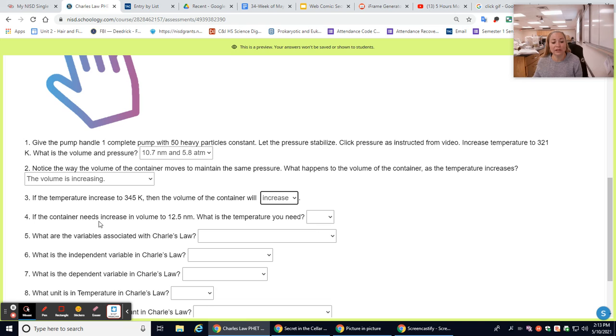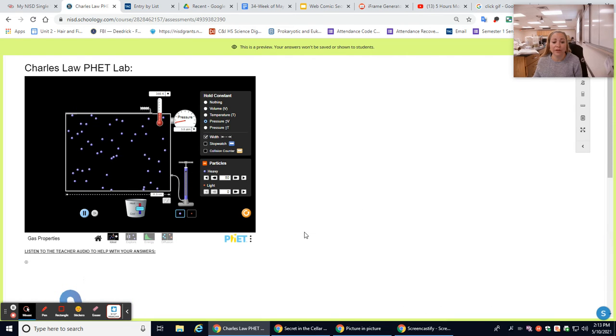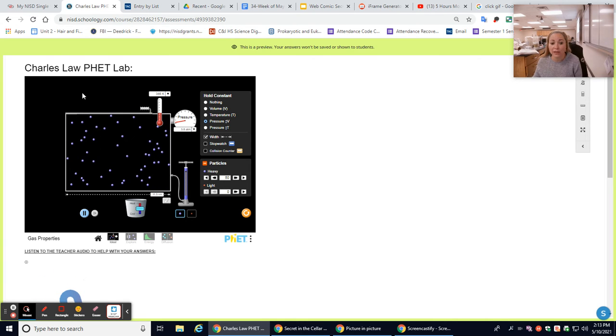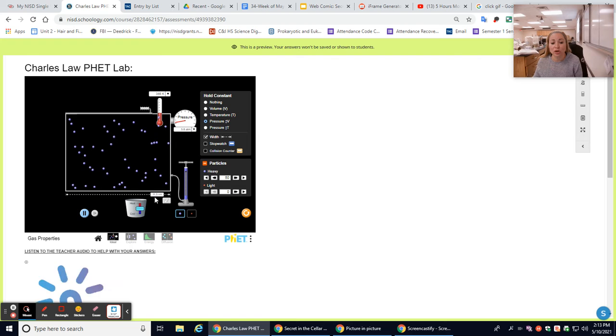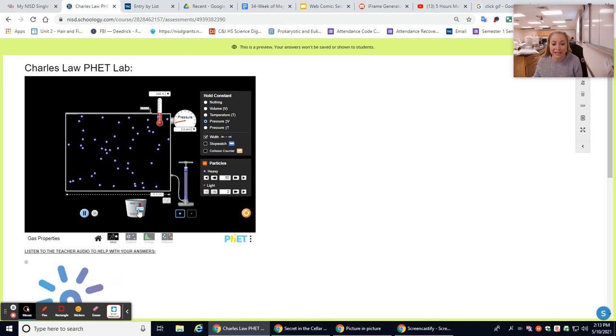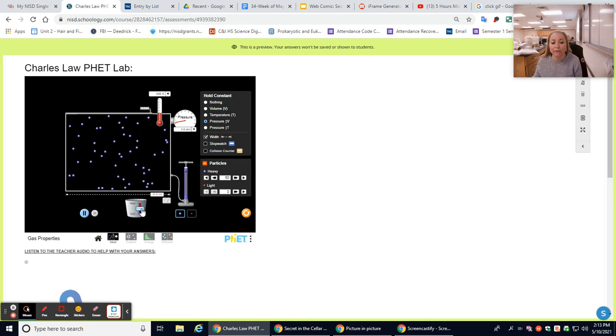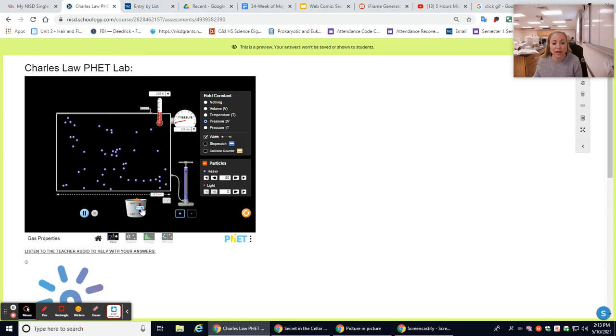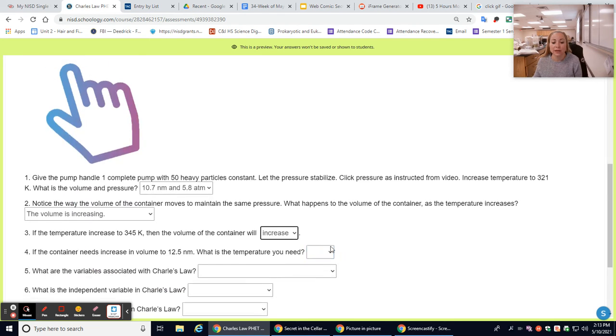If the container needs to increase in volume to 12.5 nanometers, what is the temperature you need? Now, you want 12.5. So right now it's at 11.5. As you guys can see, we cannot move the box, and we can't move this handle because we'll let all the molecules out. So we want to increase the volume, and obviously to increase the volume, we want to increase the temperature. So we're going to add heat to it until it says 12.5. Let's see. Oh, it's almost there. You see how you're increasing it? That means the volume is too.